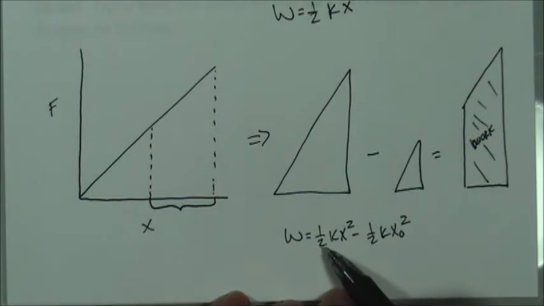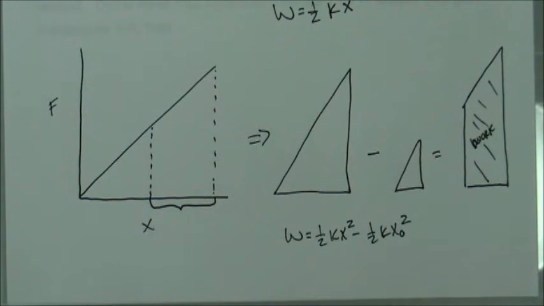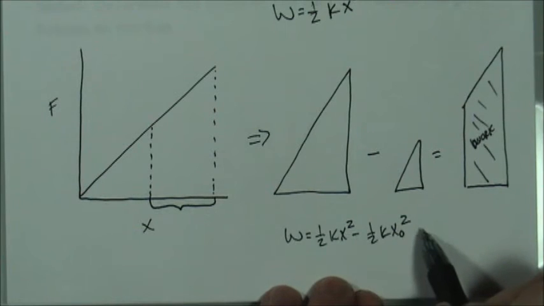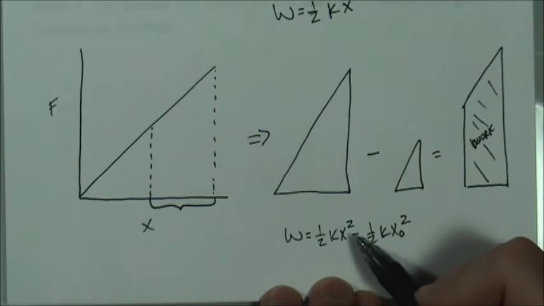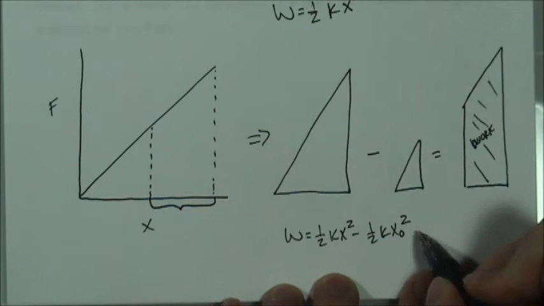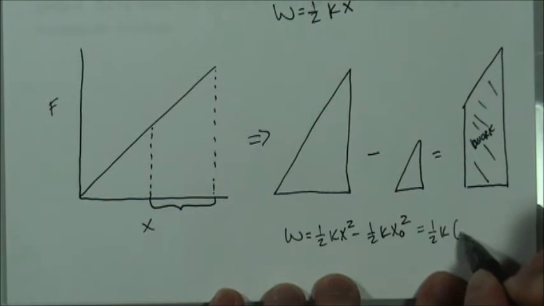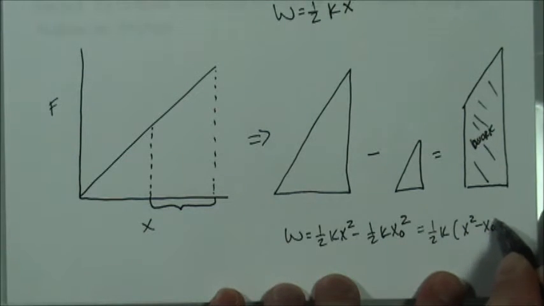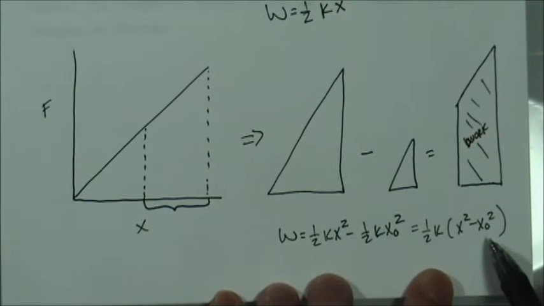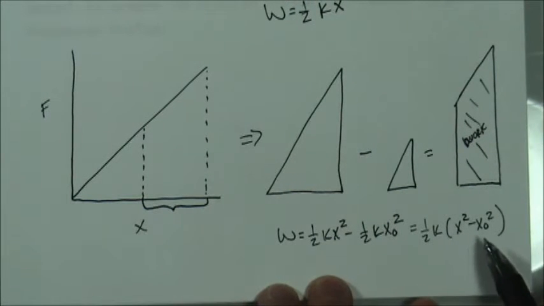So the values of the two extensions need to be plugged in first and squared. Now you could factor out the x squared, so 1/2 k times the quantity x squared minus x naught squared. That would be fine. But you must square the extensions first before you then go ahead and multiply by the 1/2 k.